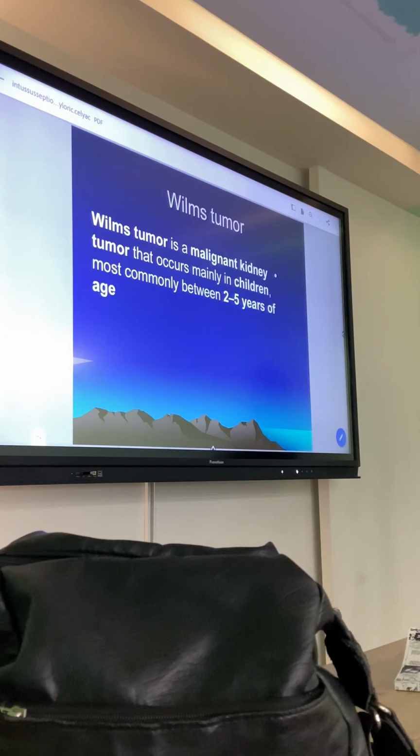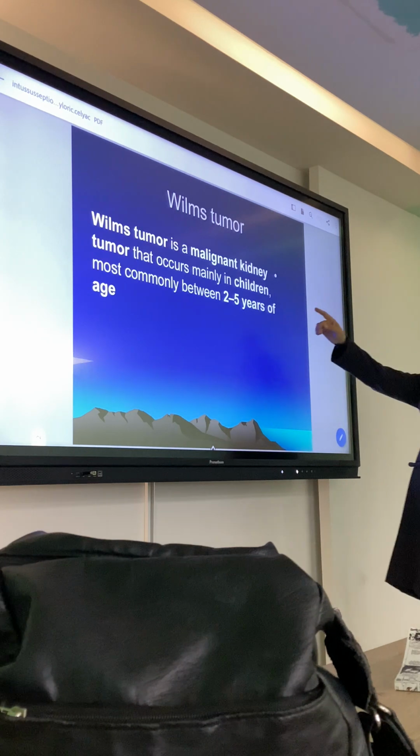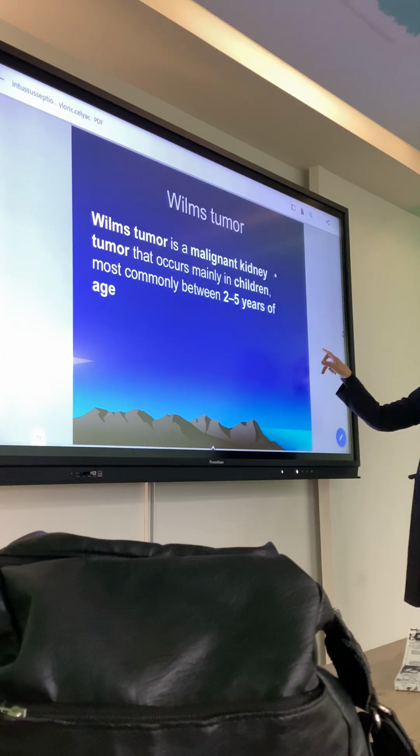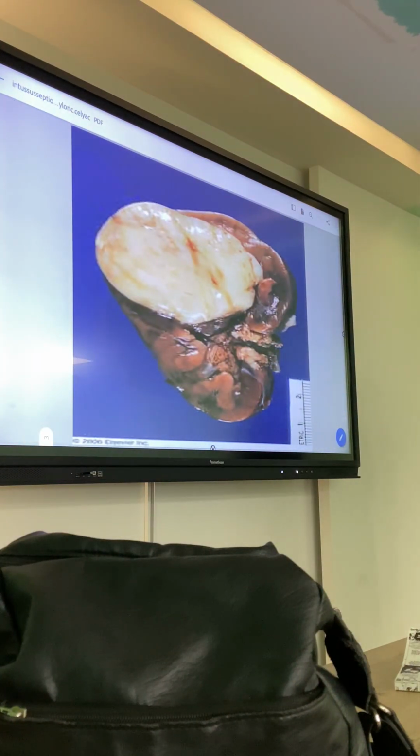Wilms tumor is a malignant kidney tumor that occurs mainly in children. Most common between 2 to 5 years old. Wilms tumor is in children, not in adults. Pay attention. Wilms tumor. This is a tumor in the kidney whose name is Wilms. Okay, fathers? Wilms tumor.